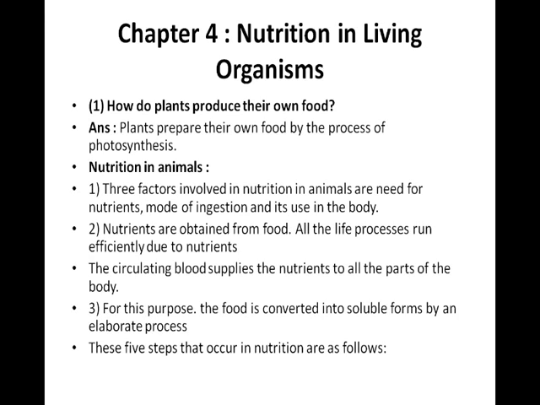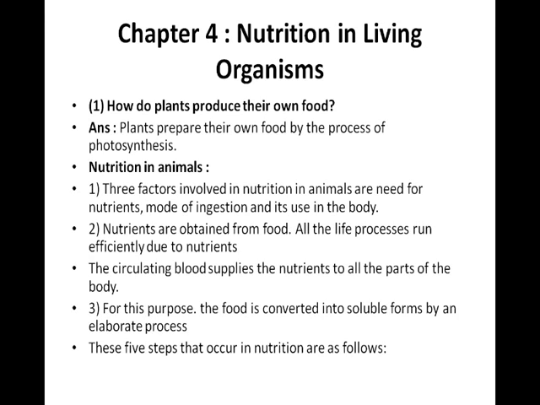We all know that plants prepare their own food by the process of photosynthesis, right? Photosynthesis is the process by which plants prepare their own food, and that is the reason plants are known as autotrophs. Now we will see the mode of nutrition in animals. Three factors involved in nutrition in animals are the need for nutrients, the mode of ingestion, and its use in the body.